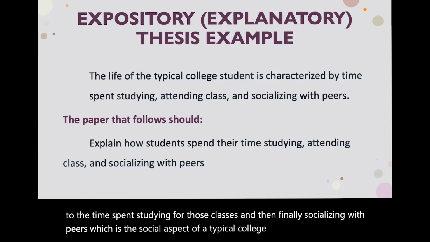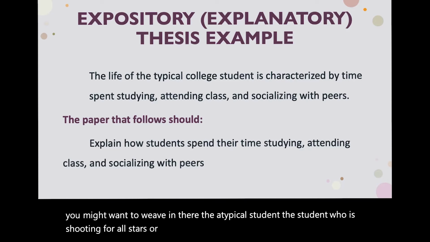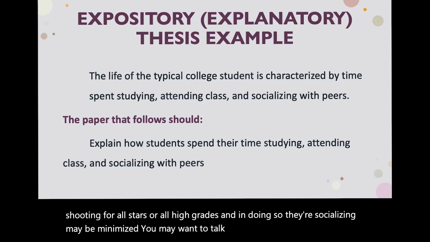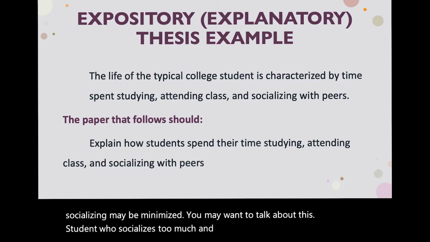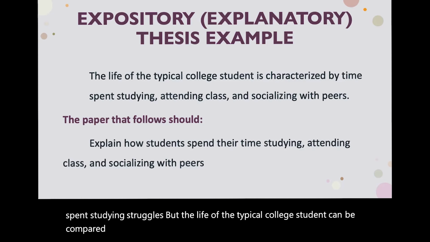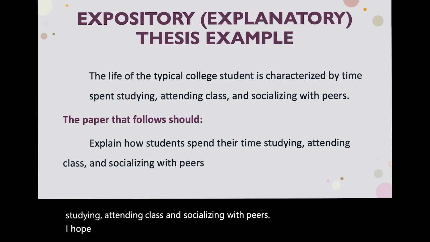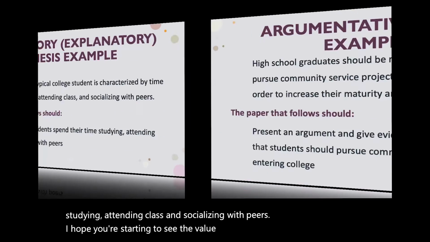Again, typical. You might want to weave in there the atypical student, the student who is shooting for all stars, all high grades. And in doing so, their socializing may be minimized. You may want to talk about the student who socializes too much. And because of that, his time spent studying struggles. But the life of the typical college student can be compared and contrasted in an explanatory way by using time spent studying, attending class, and socializing with peers. I hope you're starting to see the value of having a purpose.